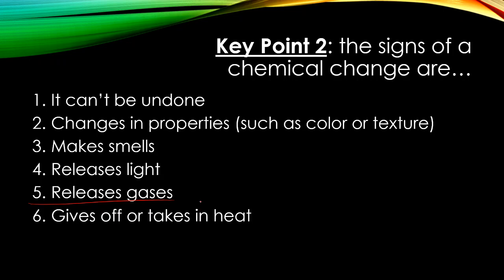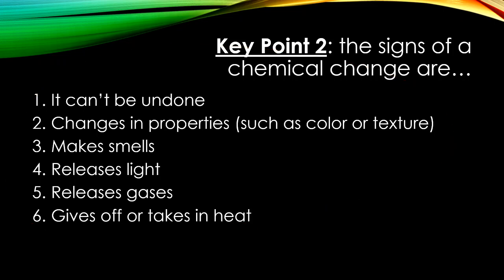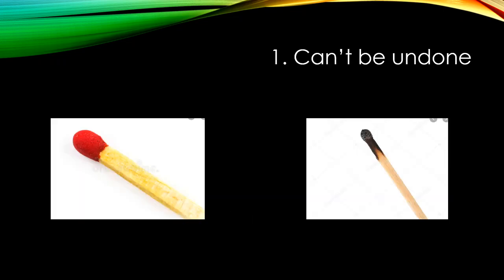Number 5, if it releases gases, like baking a cake, it smells so good, there are little bubbles that can form, we'll see some other examples, then that's probably a chemical change. And number 6, if it gives off or takes in heat for a change to occur, then it's probably a chemical change. Any of these 6 things can be a sign of a chemical change. You don't need all 6 of them to know that you've had a chemical change for sure. The more of them you have, the more likely it is that whatever change you're looking at is a chemical change. So let's go through each of them one at a time.